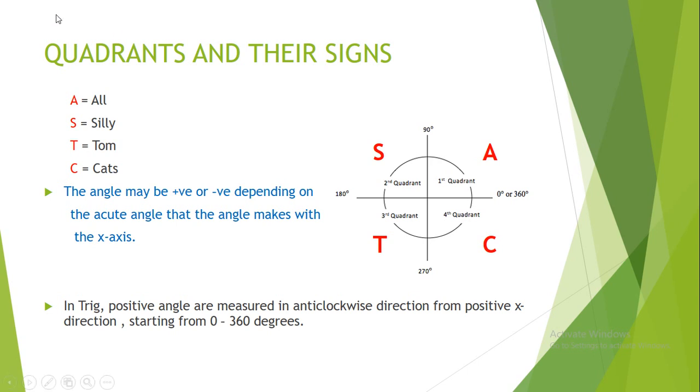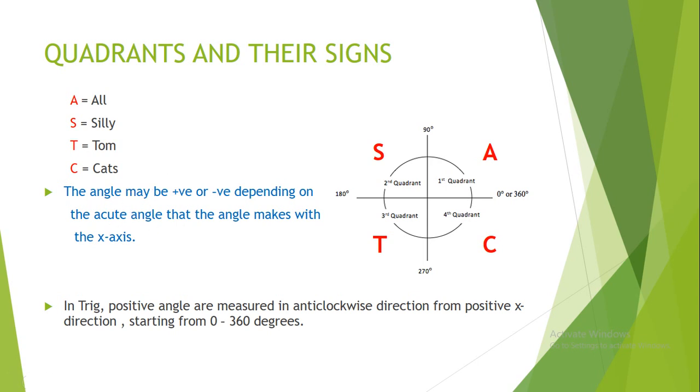So we are saying that the angle may be positive or negative, depending on the acute angle that the angle makes with the x-axis. You know acute angle, right? An angle that is less than 90 degrees. And what's an obtuse angle? An obtuse angle is greater than 90 but less than 180. And what's a reflex angle? Greater than 180 but less than 360. You get it? Good. We'll come to this. So you stay cool.